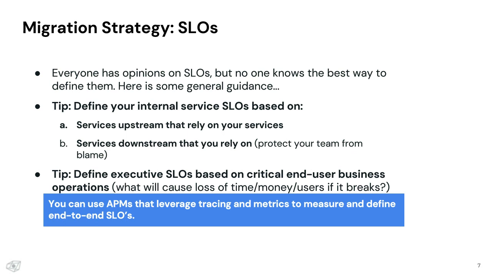So another tip here is to define executive SLOs as well, based on critical end user business operations. So what's actually going to cause the loss of time, money, or users if it breaks. And you can use observability that leverages tracing and metrics to measure and define end-to-end SLOs.